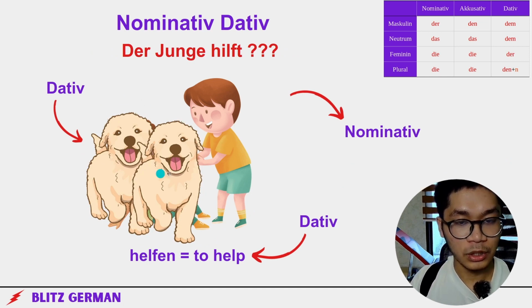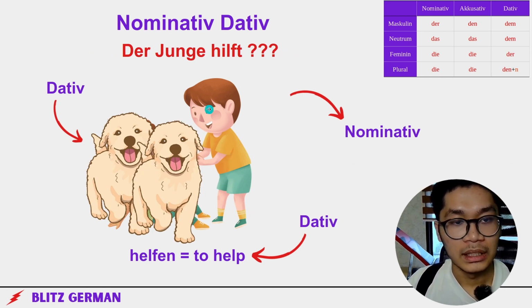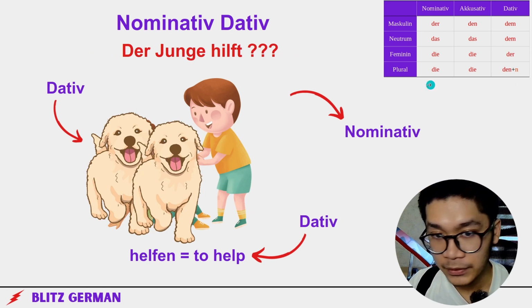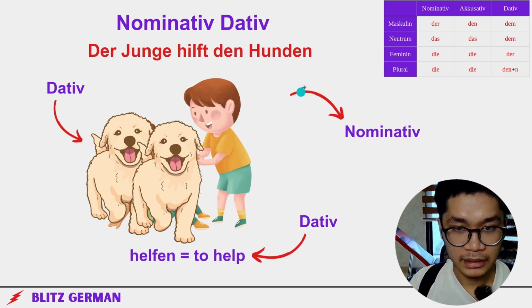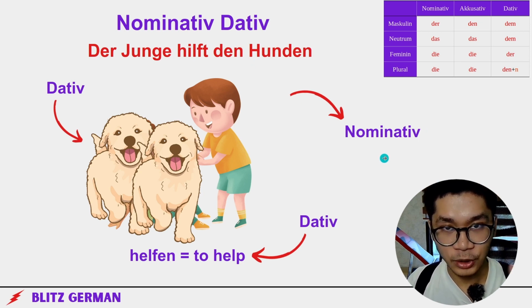So what if it's two dogs? So die Hunde. Die Hunde, plural dative, den Hunden. Because yeah, plus n. Except when it's s. When it's s, don't add n.